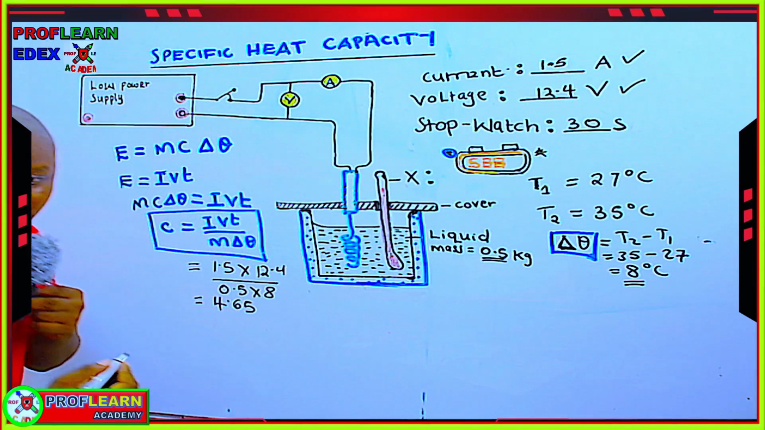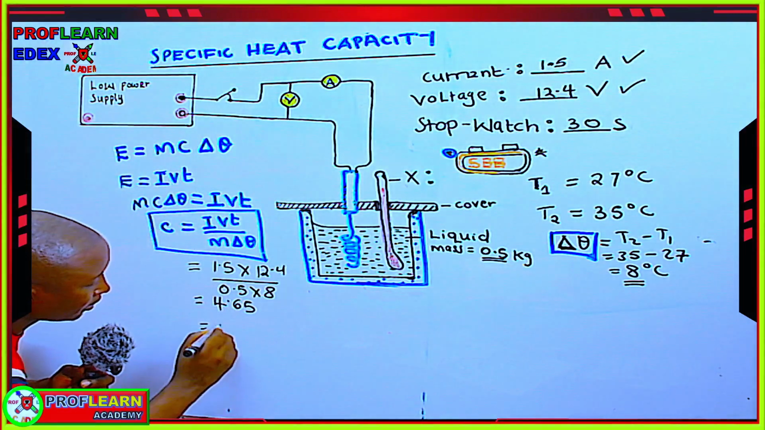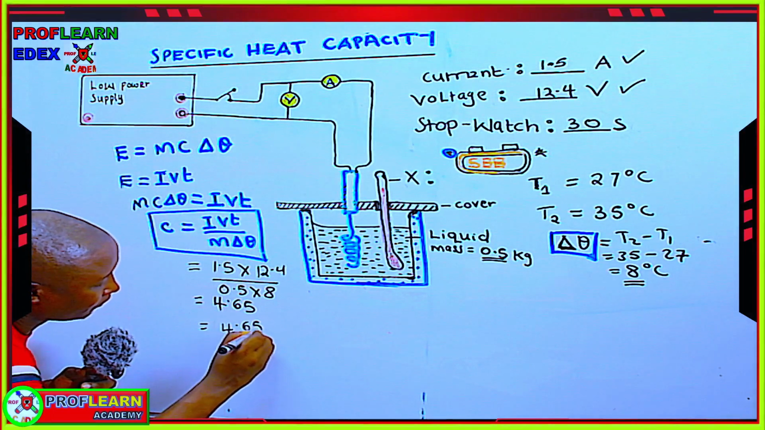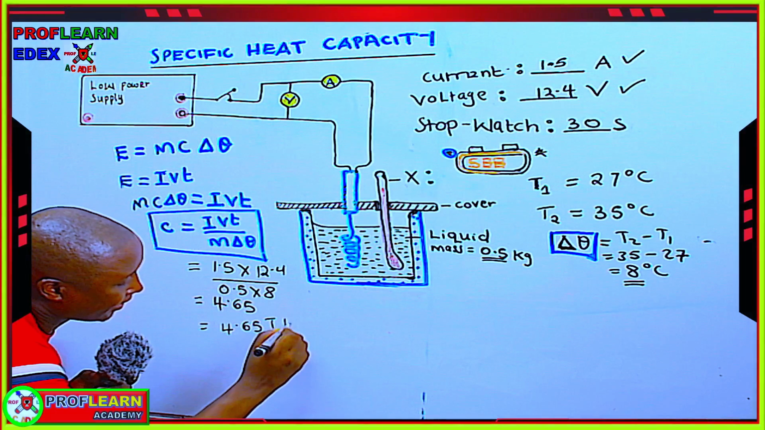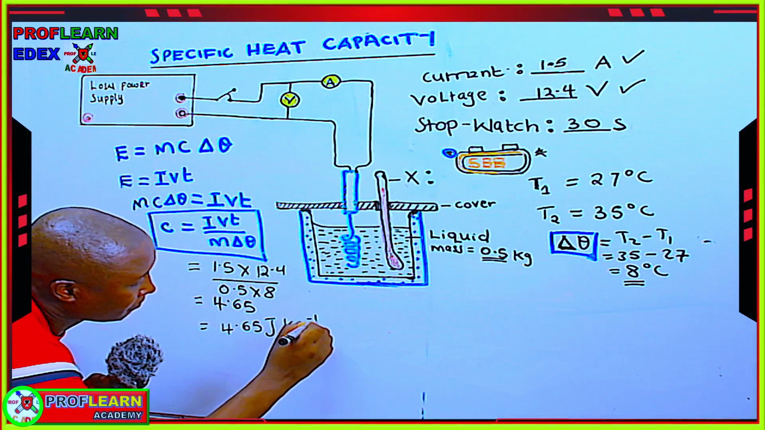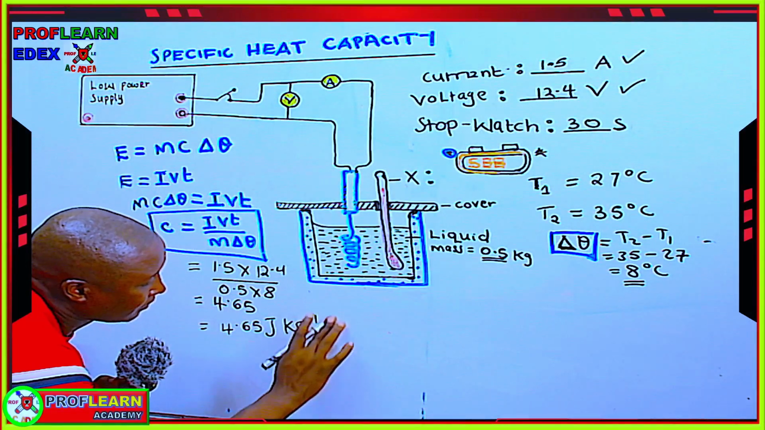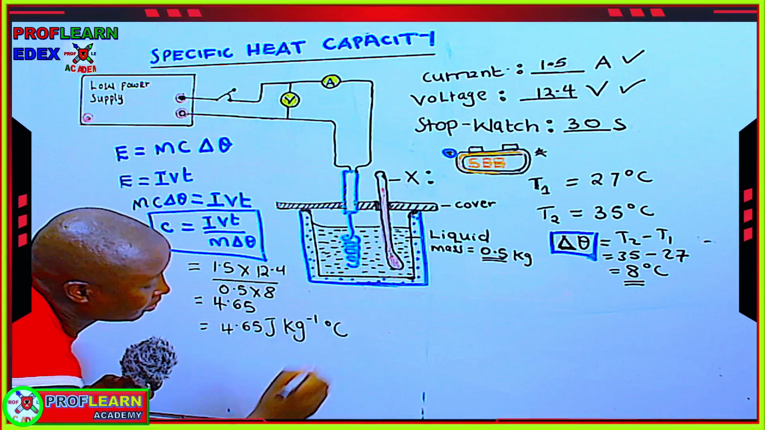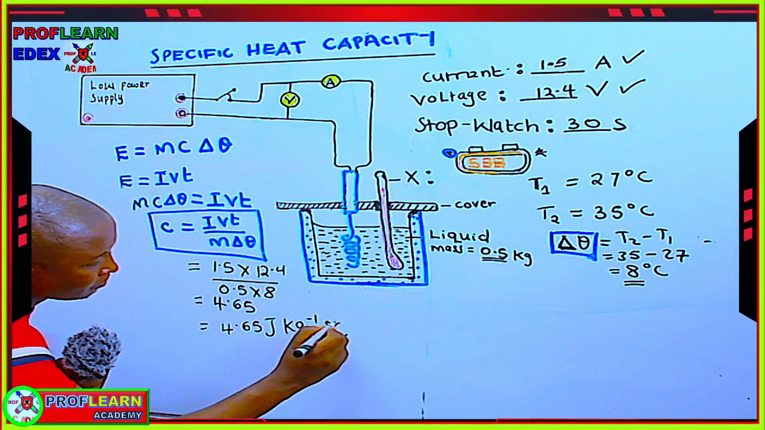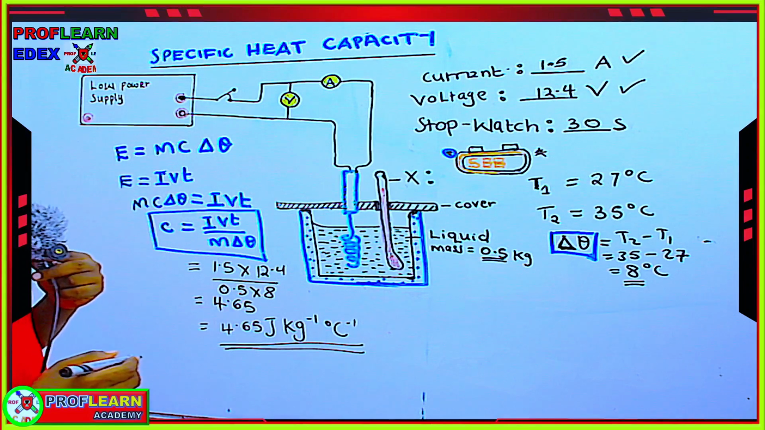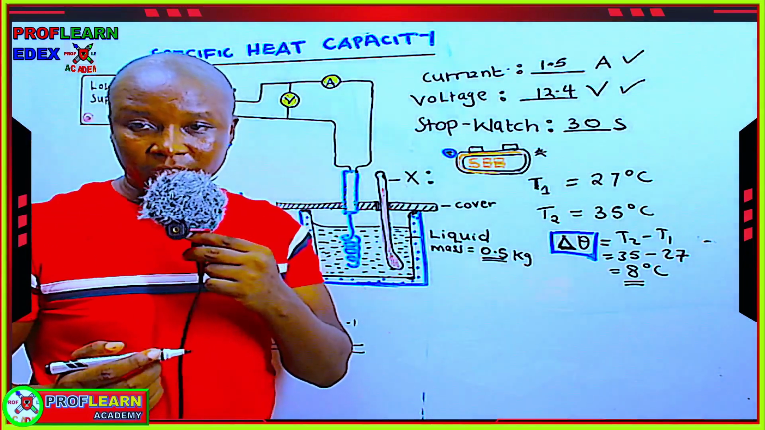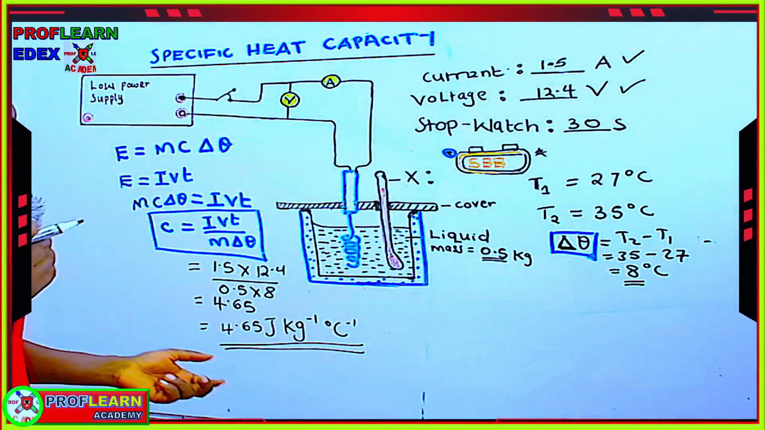So what is the unit for this? We are going to say this is 4.65 joules per kg per degree Celsius. So basically that's what we are going to get as the specific heat capacity.